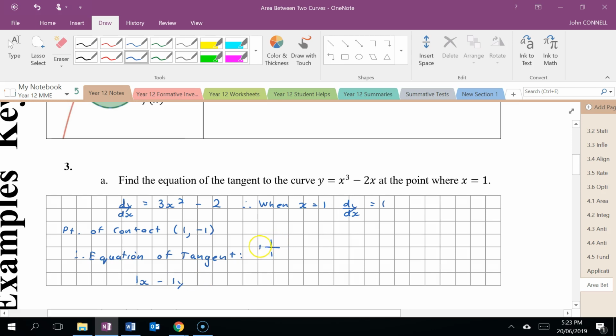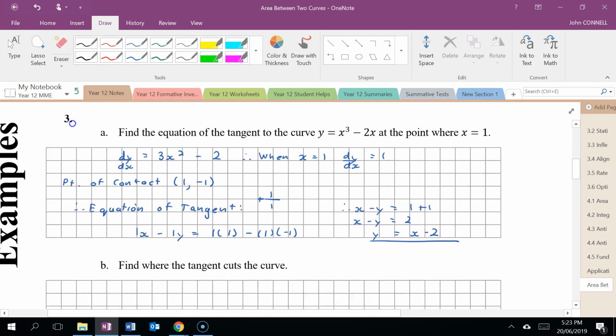It's the opposite sign to what we've got here. So the plus becomes a minus, and then it's 1y. So that's the coefficient of y is equal to 1 times 1 take 1 times minus 1. So it becomes x take y is equal to 1 plus 1. So x take y is equal to 2, or y is equal to x take 2.